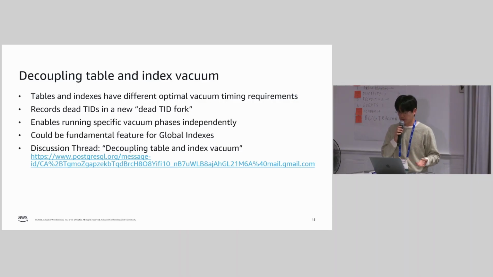So with this feature, we can vacuum only a partition and its local indexes multiple times. And then, when it's really necessary to vacuum the global index, we can invoke only index vacuuming on that particular global index. Development seems to have been suspended a few years ago, but I think it's a very promising feature.